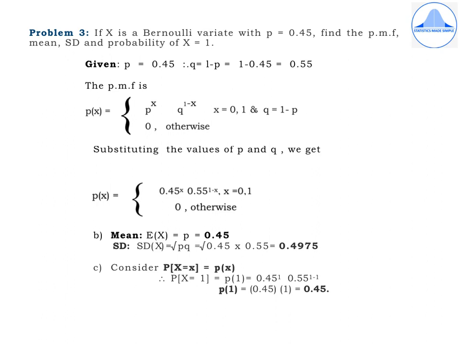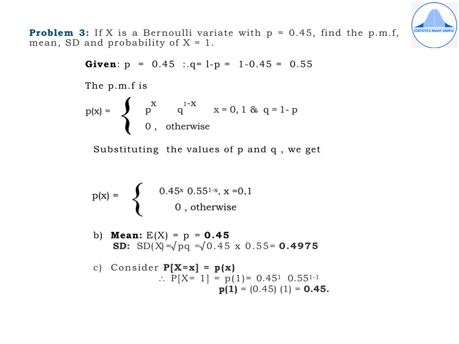Now we'll discuss the third problem, which states that if x is a Bernoulli variate with p equal to 0.45, find the PMF, mean, standard deviation and probability of x equal to 1. So what's the first step? Write given p equal to 0.45, calculate q, which is 1 minus p, which results in 0.55.